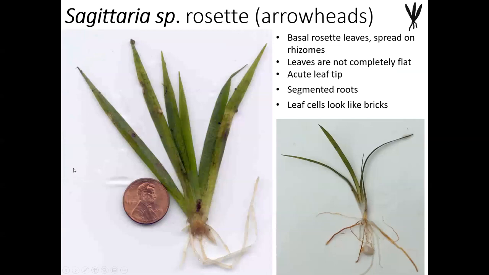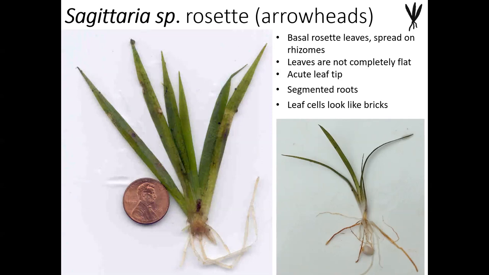Yeah, next. So the next species is Sagittaria, in the basal rosette form. So sometimes Sagittaria will not have those emergent leaves with the flowers. They'll stay submerged, and they're pretty nondescript. So again, basal rosette, they spread via rhizome. And depending on the species, typically the leaves will not be completely flat, like Vallisneria. They might be slightly convex.